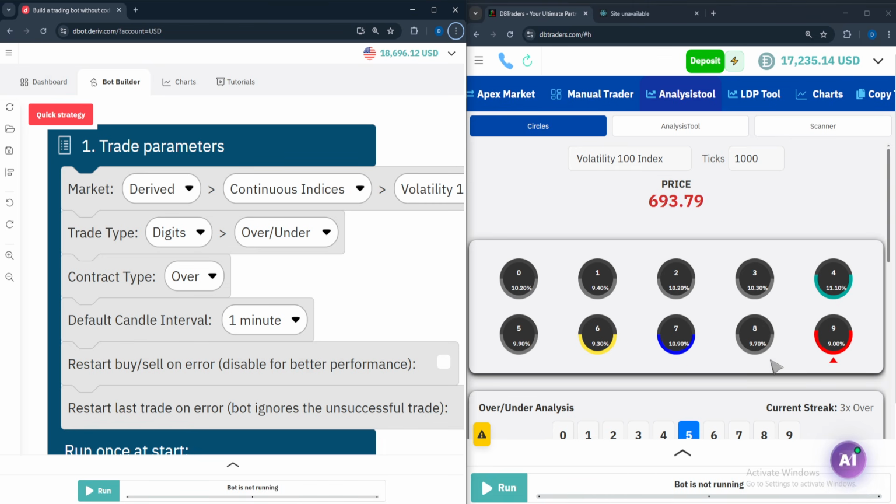Please be very strict, because I'm telling you the loss rate in under 5 is high, okay? So if you just decide to ignore one of these conditions, it can become bad. So the first condition: ensure 5, 6, 7, 8, and 9 are below 10%.